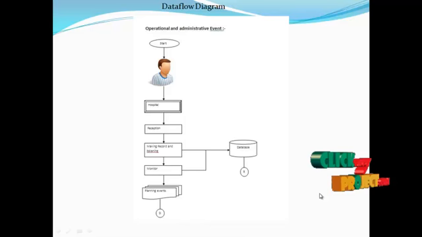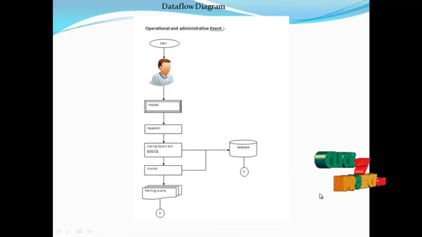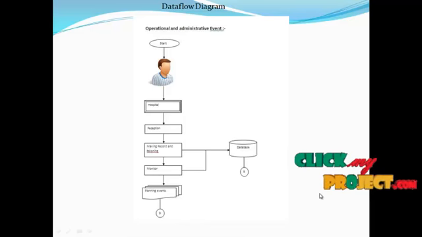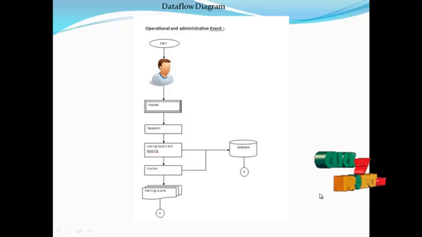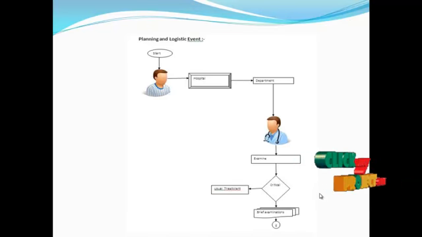Then the patient details and the health details, all the details, are recorded in the database. Then the planning events. In the planning events the patient is in the queue. Then only the doctor can call the patient and give the treatment. So in the planning and logistic event, at first the patient enters the hospital and meets the doctor.